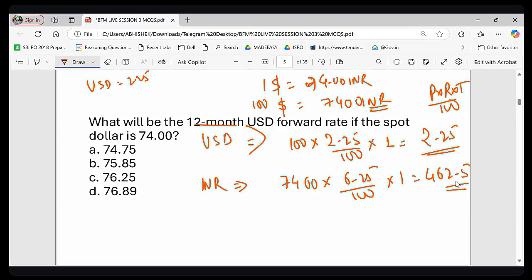Another question for you all: why is the INR interest amount so much higher than the USD? Please tell. You can see the interest for USD is just 2.25 and the interest for INR is 462.5. So why is that? Why is the Indian rupees interest so much higher than the USD interest? What do you think is the reason?